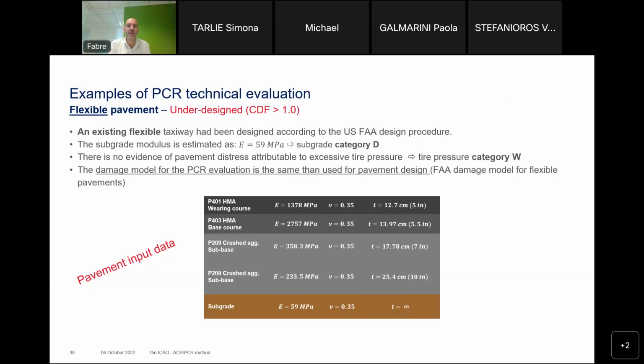And the damage model for the PCR evaluation is the same as the one used for the pavement design, that is the FAA damage model for flexible pavement. So this calculation was done with FAARFIELD, and it was also verified with my own software to compute the PCR. So this is a classical taxiway pavement structure as per the FAA advisory circular, with the E-modulus.